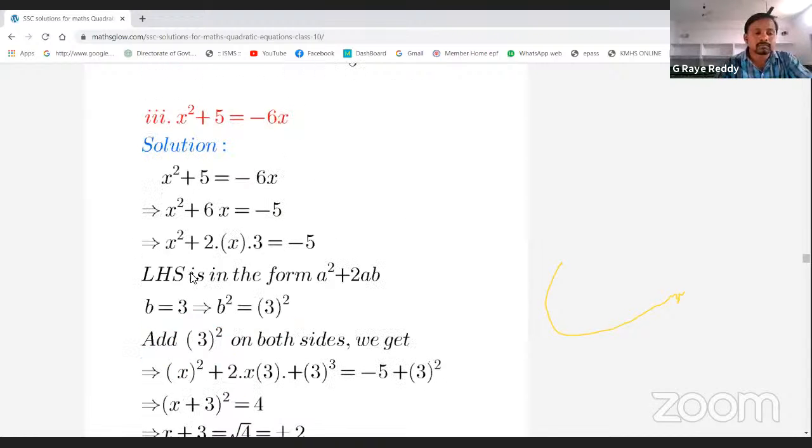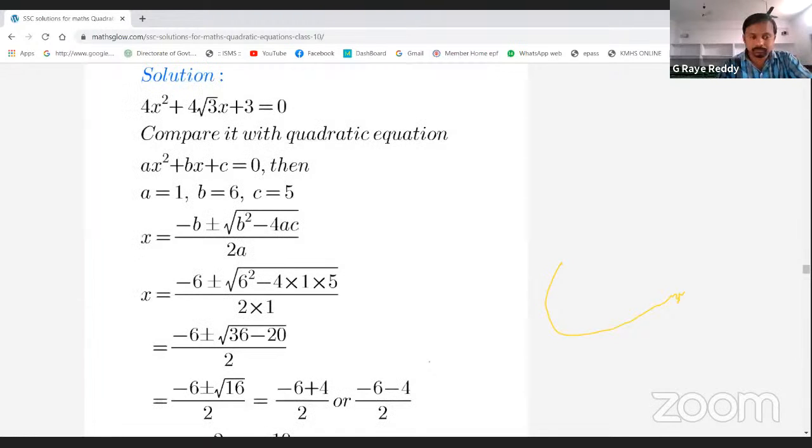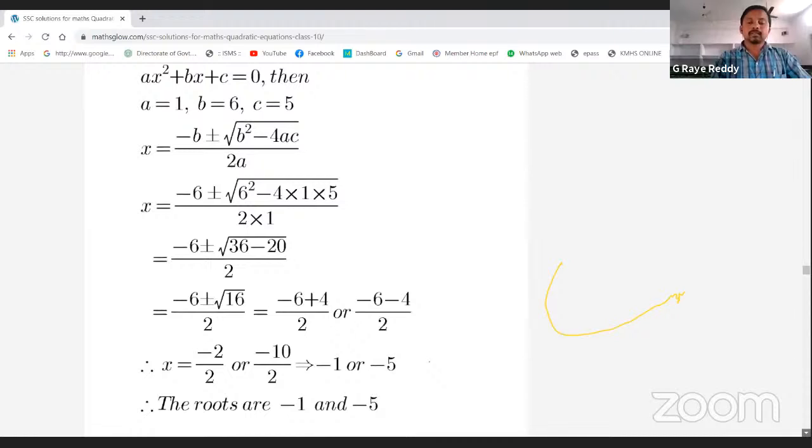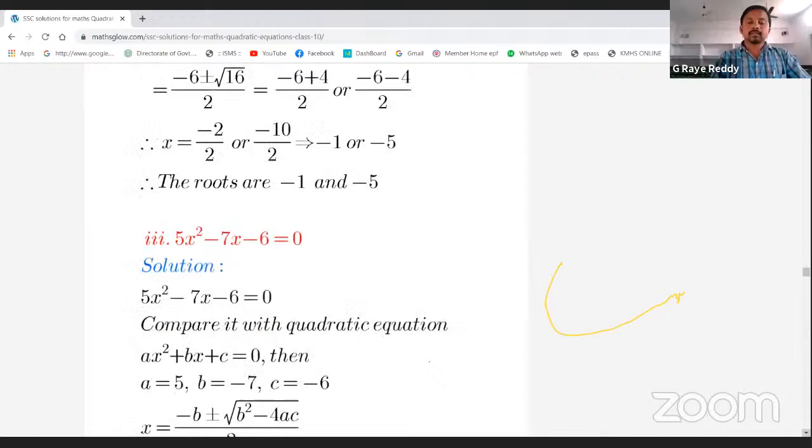So what is the quadratic formula? If a quadratic equation is ax square plus bx plus c equal to 0, then the two zeros of the quadratic equation are minus b plus under root b square minus 4ac by 2a, and minus b minus under root b square minus 4ac by 2a. These are called the two zeros of a quadratic equation. Already you know these.